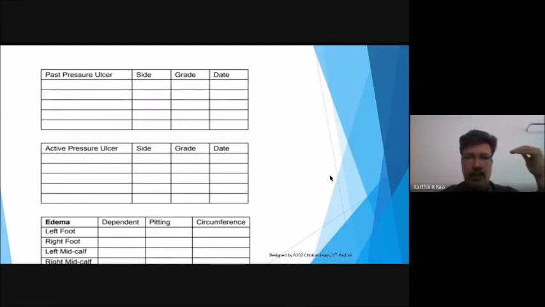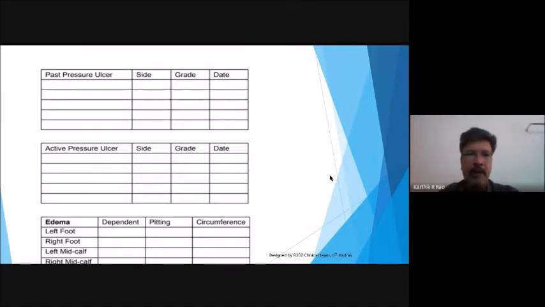Then we also check for edema, because this might have an impact on the person's ability to use the wheelchair. We're looking at dependent edema. We're looking at how long he stays in a particular position, because we might have to measure the edema and, based on that, make changes in the fitting. So we will have to measure the left foot, the right foot, the left mid calf, and the right mid calf, the common areas where you can have edema.